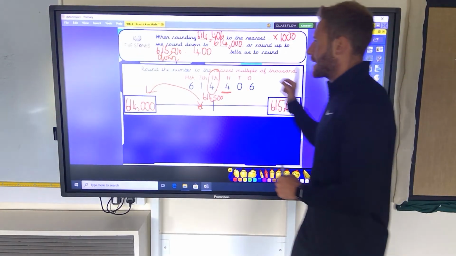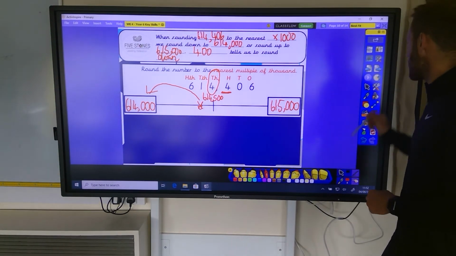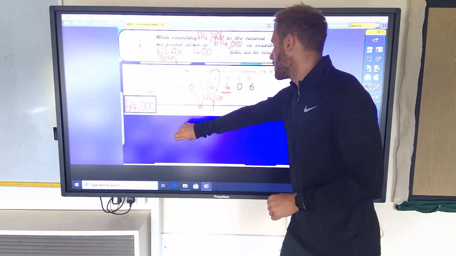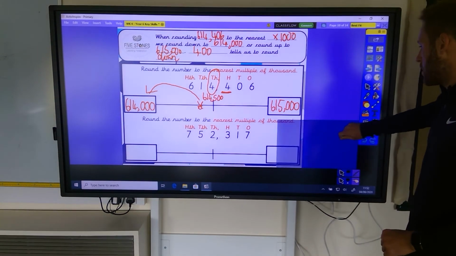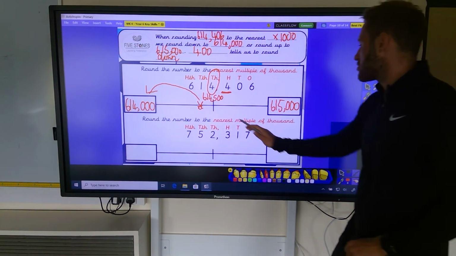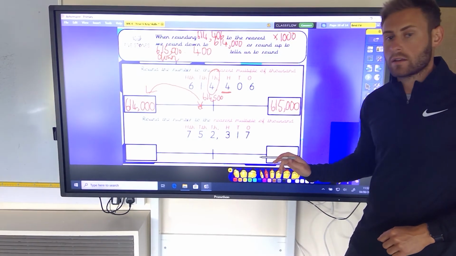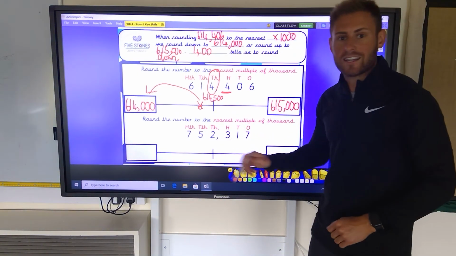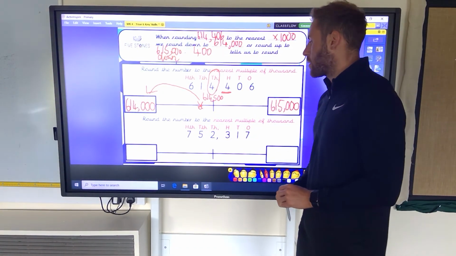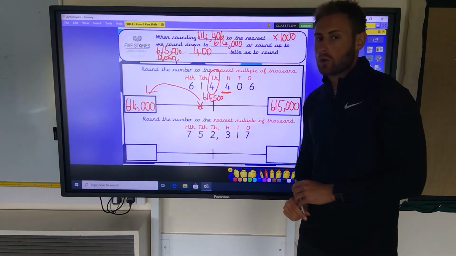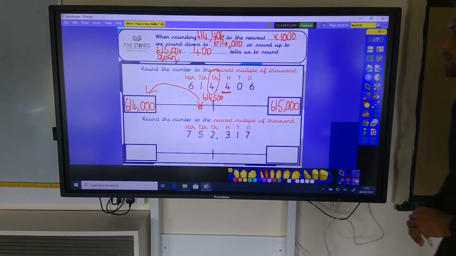So that's my explanation of the one I've had to do. It's now your turn to solve this one. Again, you are rounding to the nearest multiple of 1,000. So which 1,000 are we at? Off you go to solve whether we round down and whether we round up and which value that will take us to.